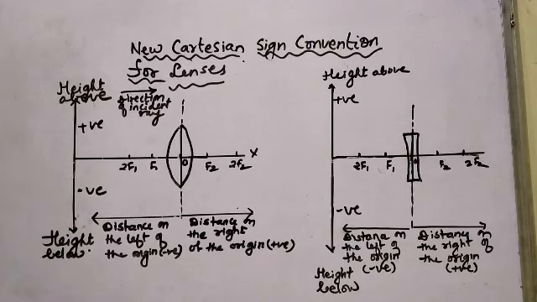Let us see the new Cartesian sign convention for lenses. For lenses, we follow the same sign convention which is similar to that of spherical mirrors. We also apply the same rules for signs of distances, except that for the pole of the mirror we will take the optical center of the lens. Otherwise all the other sign conventions will be similar for lenses, which we have already studied for spherical mirrors.